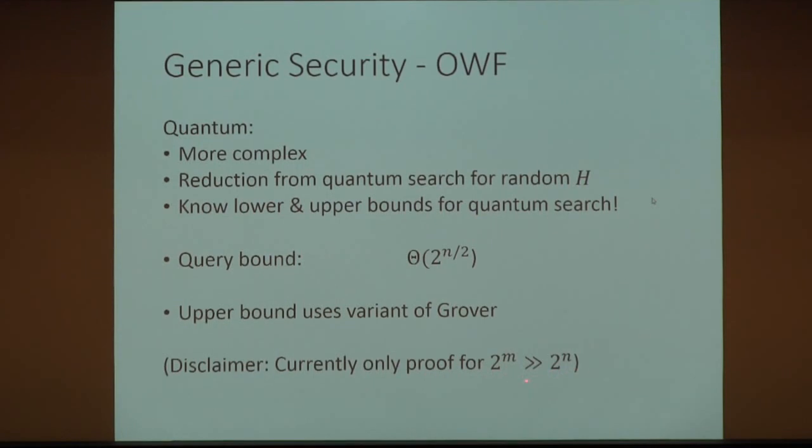Currently, the proof that we did requires 2 to the m to be clearly bigger than 2 to the n. So we need something like m equals 2n, then we are fine. But if they are equal, then this reduction doesn't work anymore. So it's a bit annoying. So these properties are around for some time, and we somehow know that we can apply Grover, but no one really looked into if these also hold for random function families.